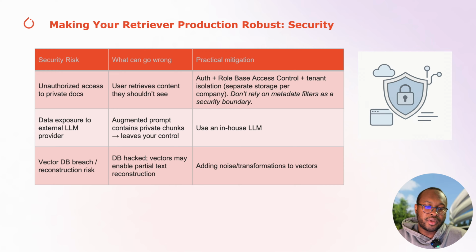And a third issue is, for example, you might build a vector database, and that database could be hacked. And from the embeddings of that vector database, people might attempt to recover the original text. A solution could be to add some noise transformation to the vectors.